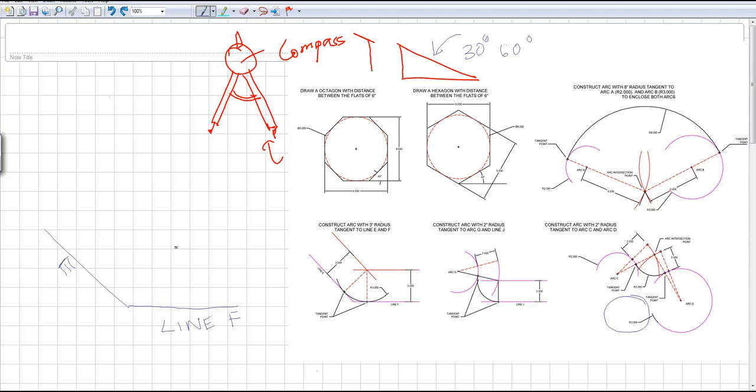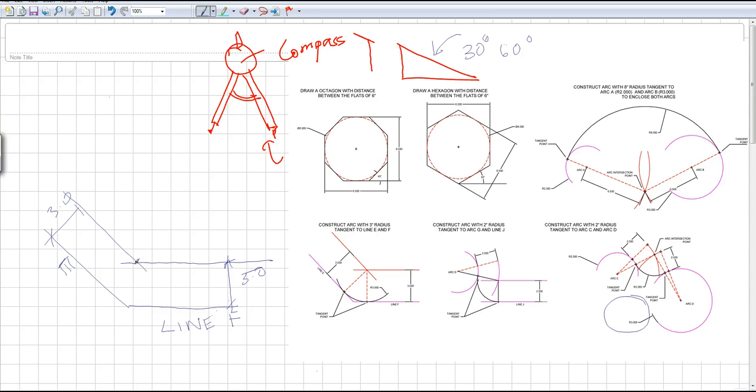So the first thing I would do is, the information given to me is the radius of 3, right? And tangent to line E and line F. So I will take my scale, measure the distance 3.0 on this side and 3.0 on that side, and just draw lines that are parallel. That's parallel to line F, and this is parallel to line E. So what I get over here is one intersection.